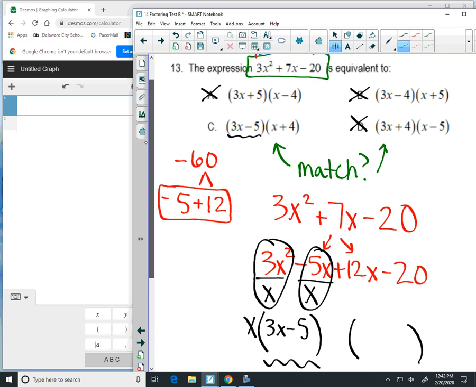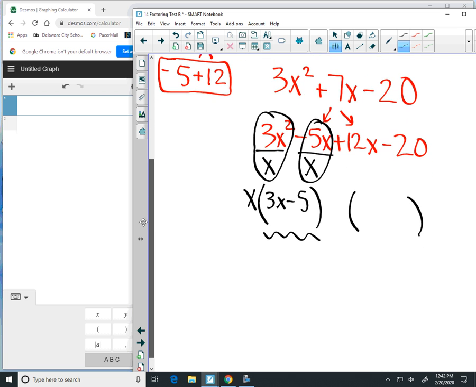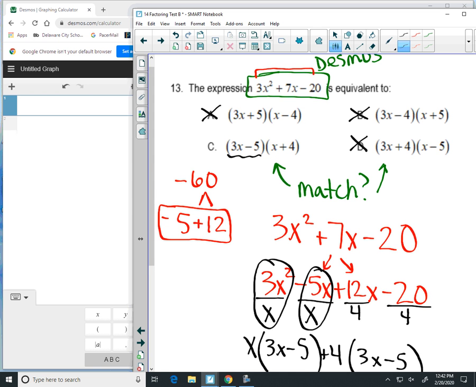Now, once we know that that other set of parentheses needs to be 3x minus 5, so one of our factors needs to be 3x minus 5, let's go ahead and finish. We're going to divide something away from 12 and 20, but we know 3x minus 5 needs to be here. So what would I divide away from 12 to get 3? I would divide a 4 away. And that ends up being a positive 4. And there's my leftovers with 3x minus 5 inside. X plus 4 is my other set of parentheses. There's my answer.